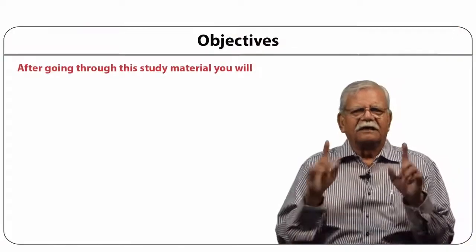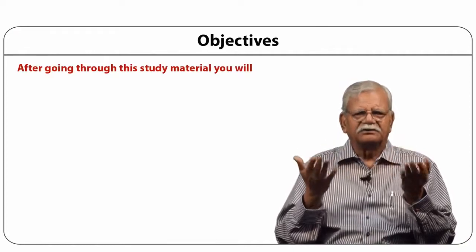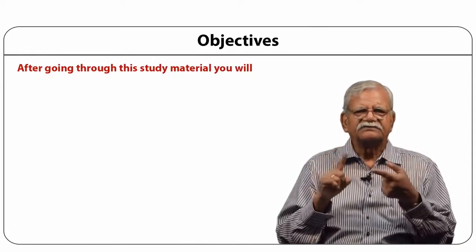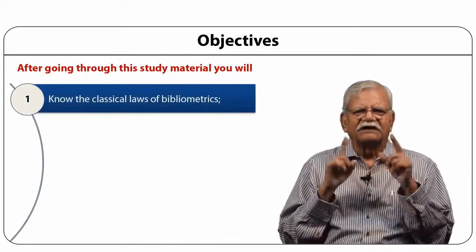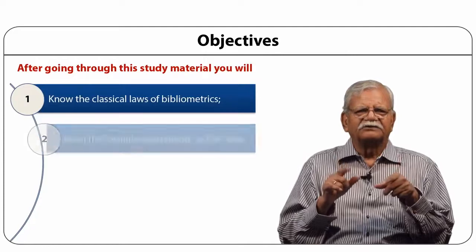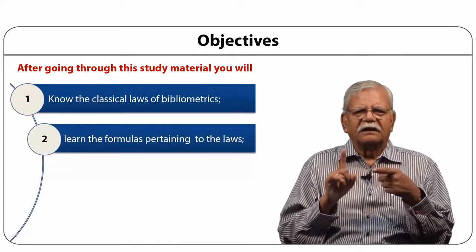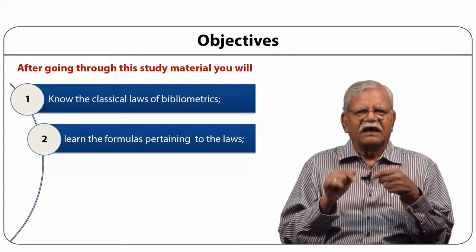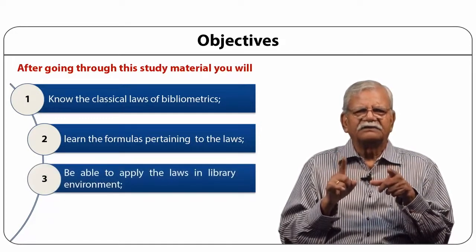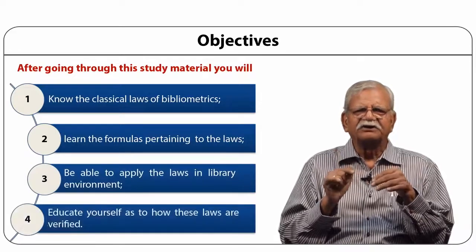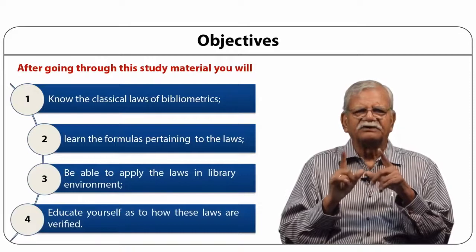Today we are going to dwell on the module Classical Laws of Bibliometrics and the papers Bradford's Law, Gibbs' Law and Lotka's Law. The objectives of today's lecture are to make you know the classical laws of bibliometrics, to make you learn the formulas pertaining to the laws, to make you able to apply the laws in the library environment, and to educate yourself as to how these laws are verified.